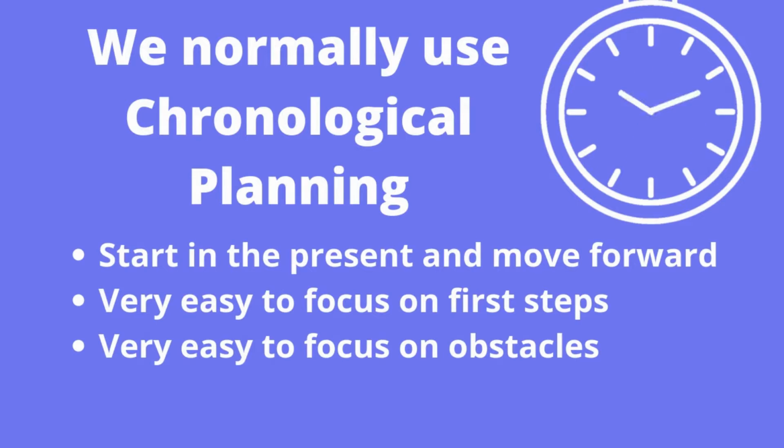Okay, we normally use chronological planning. This is the normal human way of looking at things. So we start in the present and we move forward towards our ultimate goal. You can think of it as you're going to go on a trip to the Smoky Mountains in a cabin. You are where you are now. You have to work and save up money. You have to make reservations. You have to figure out how you're going to get there. Let's say you're going to drive. You're going to have to get gas in your car. You're going to have to pack your things. One thing after another. It may take a couple of days. It may take you months, but you start at the beginning and you get to the end goal.